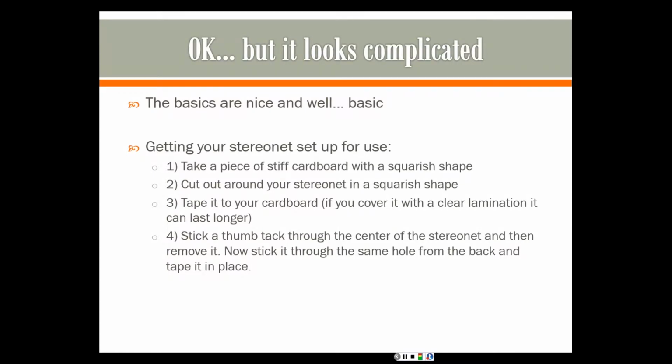Fortunately, the basics are nice and basic as long as you have them explained in a nice way. So some of this setup is already done for you, basically steps 1 through 4, or 1 through 3 anyways. So you take a piece of cardboard, cut it out, roughly square, take your stereo net, stick it on there, already done for you. Then you need to take your tack and stick it through the dead center. Do it from the front first so you get a hole instead of guessing where the center is from the back. But then you'll have to take the tack out and stick it through the back. So it's basically sticking up through the center of your stereo net. This gives you a pivot point.